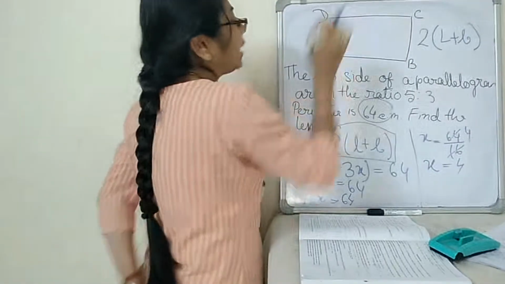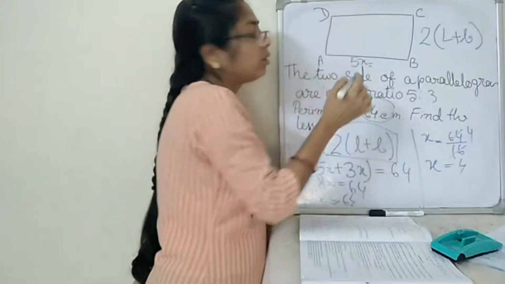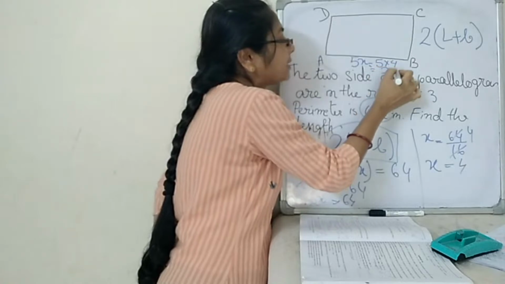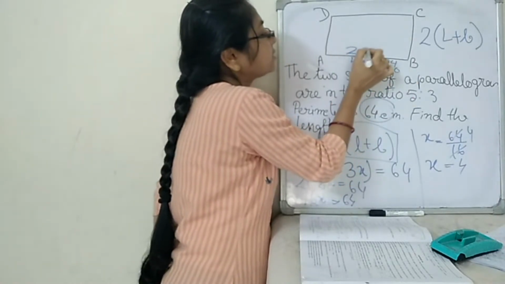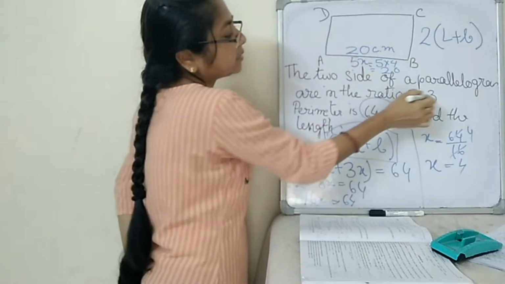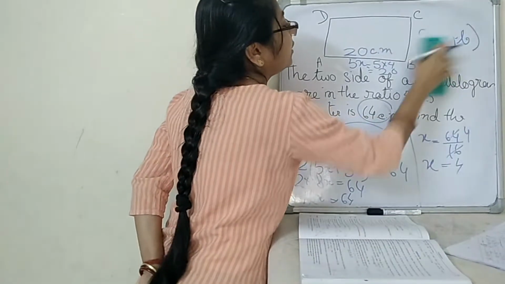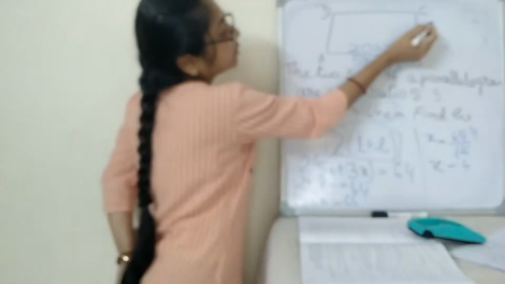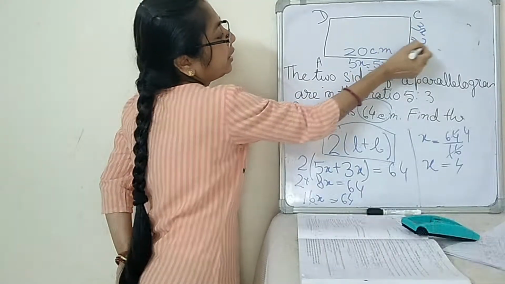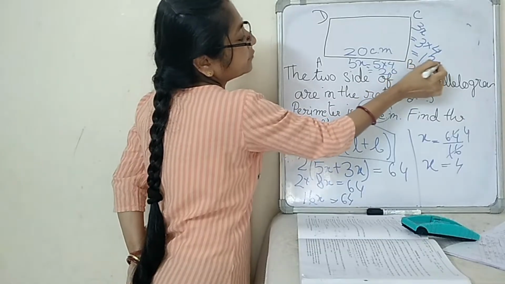Then what is the value of the 5x? This is 5x. What is the value? 5 into 4 means 20 centimeter. This is 20 centimeter. And B, what is the B? 3x. Write it, adopt the formula and write it 3x. Put the value 3 into 4. It is 12 centimeter.